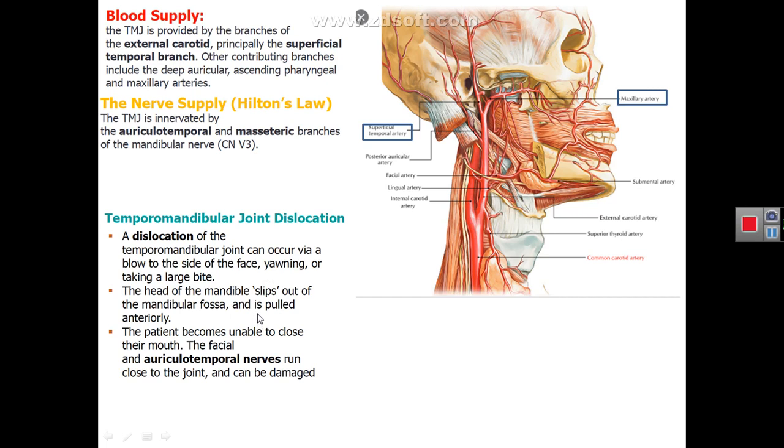Actually, in this dislocation, the patient will always keep his mouth open. He cannot close his mouth because it is very painful, and in that condition there will be a possibility of damage to the facial nerve, which is the seventh cranial nerve, and damage to the auriculotemporal branch of mandibular nerve. Actually, dislocation of the TM joint is not so difficult. It could be reduced under sedation very easily by the expert hand.